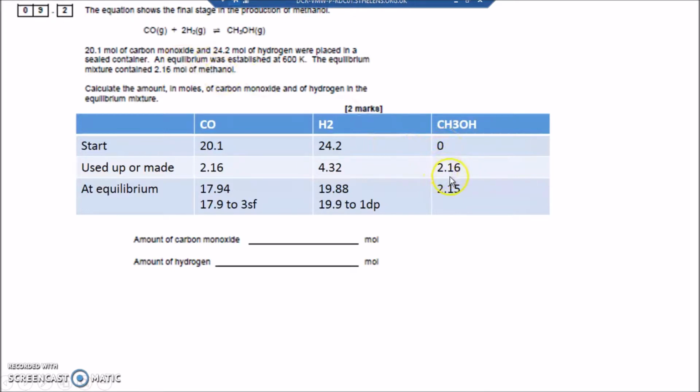And then in the end at the mixture I've got 2.16. I don't know why that says 2.15. 2.16 left at the end in the equilibrium mixture of methanol. Amount of carbon monoxide 17.9, moles of hydrogen 19.9.